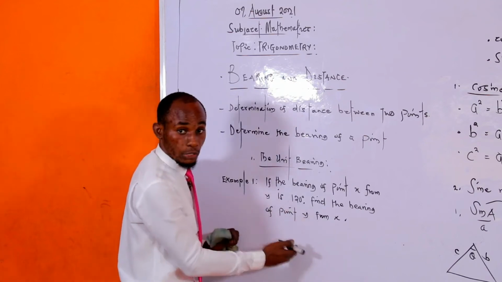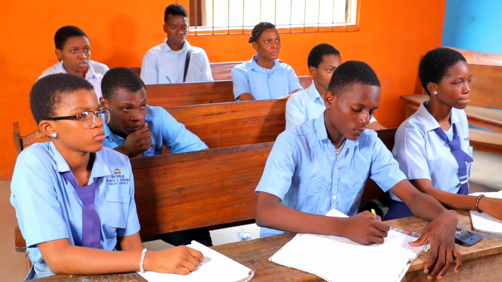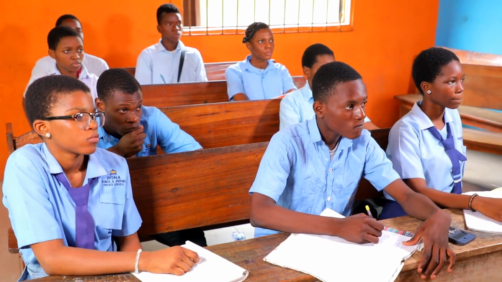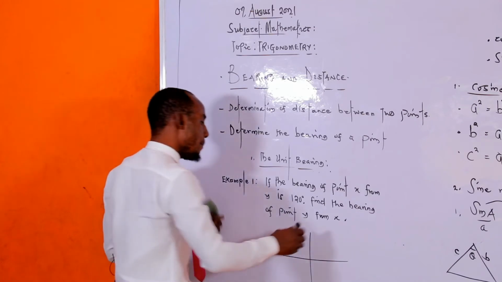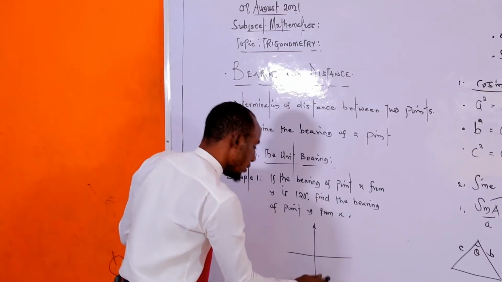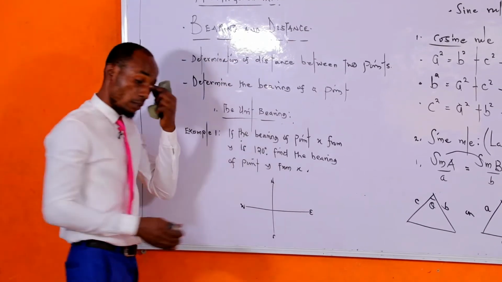Want to look at this simple question. The first thing you do is to draw your four cardinal points. Remember that this is north, this is south, this is east, and this is the west. All right?